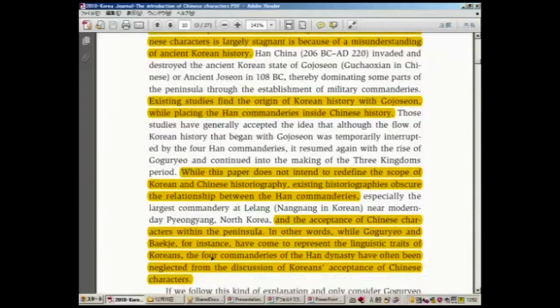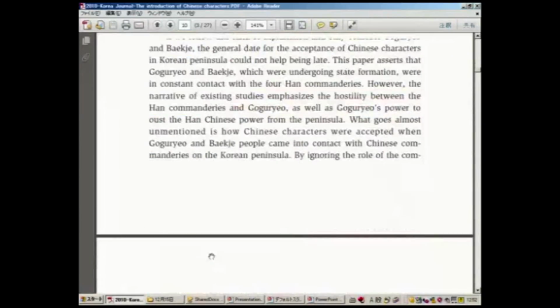In other words, while Goguryeo, Gao Guoli, and Baekje, Baiji, for instance, have come to present linguistic traits of Koreans, the four commanderies of the Han Dynasty, including Lelang commandery, have often been neglected from the discussion of Koreans' acceptance of Chinese characters.